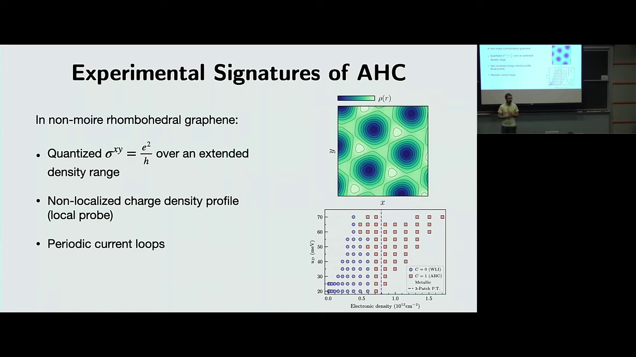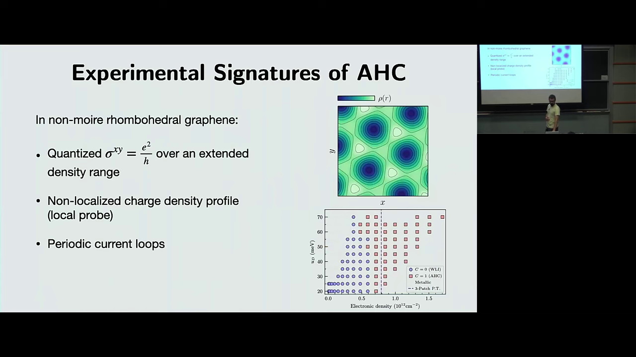You should look at STM or something like that and look for things like a delocalized or non-localized charge density pattern, such as I've shown here. As Yahui mentioned yesterday, instead of hexagonal lattices you might also get other options depending on details, but not localized like a Wigner crystal. And there'll also be a couple of other features like periodic current loops.